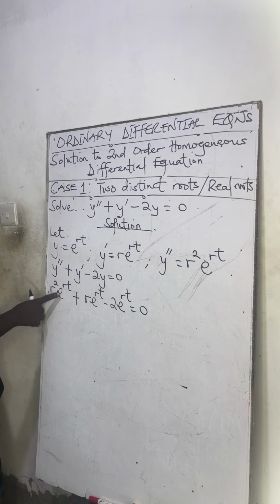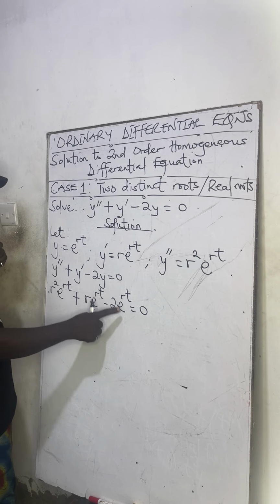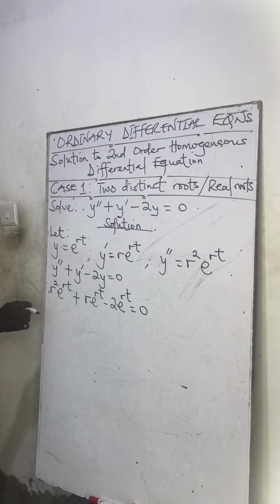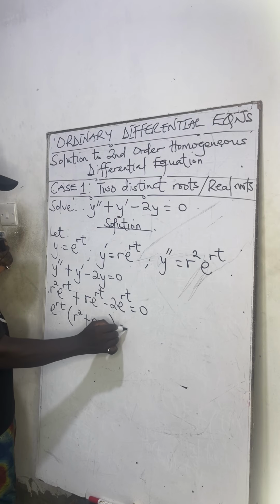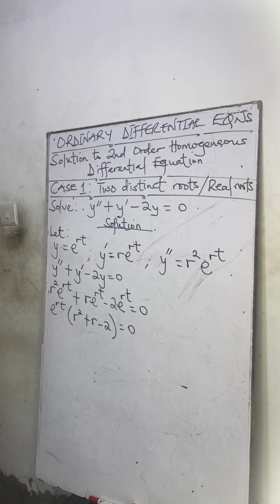Now, don't forget we have e exponent rt, e exponent rt, we have e exponent rt. We can factorize it out. So e exponent rt. Then what do we have? We have r squared plus r minus 2. That must be equal to 0.